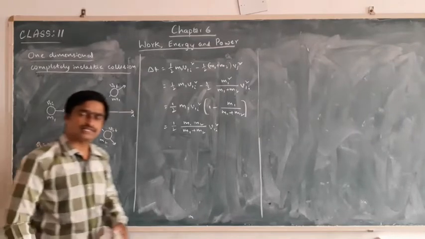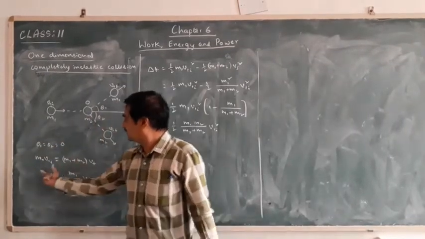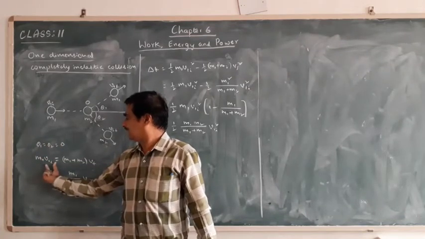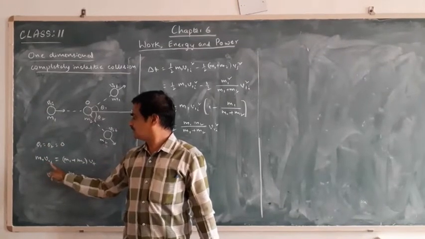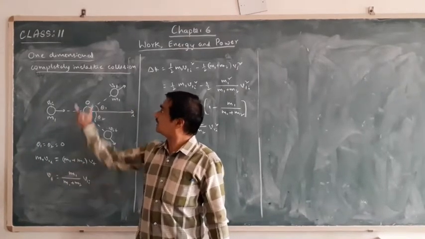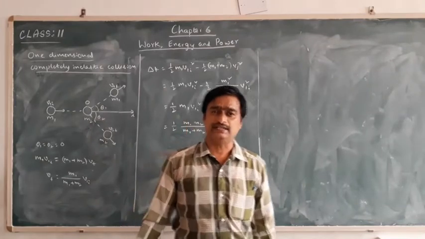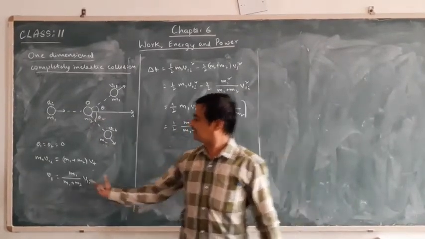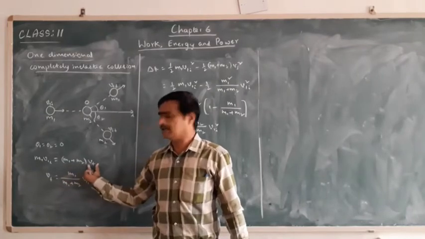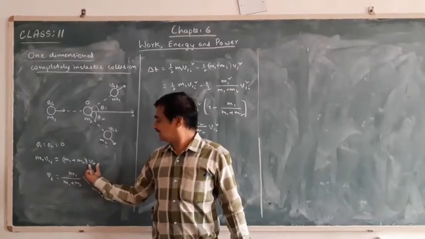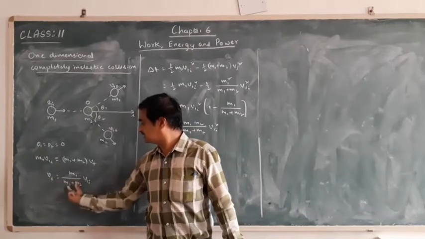Then from the law of conservation of momentum, the initial momentum is m1 v1i, that is, for the first mass, velocity is v1i. This is equal to, after collision, in the case of inelastic collision, they are going to merge with each other. That's why we take m1 plus m2, and as they are merged together, there is only one final velocity. Then the final velocity is this one.